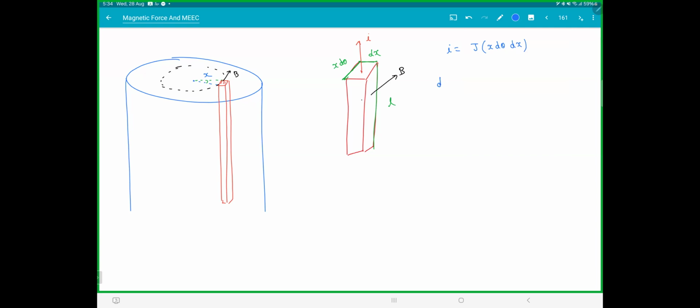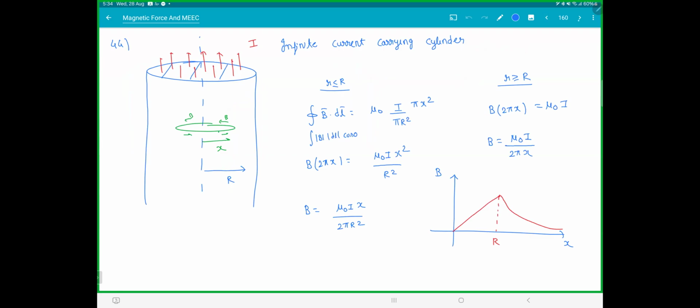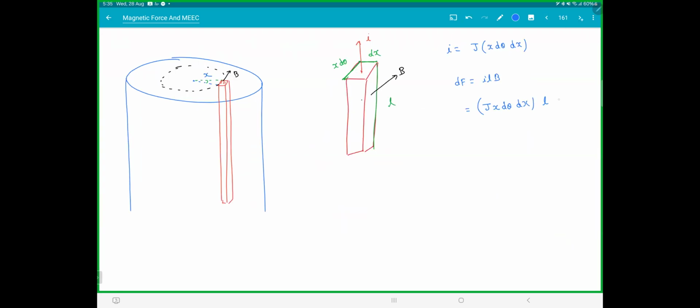So if you find the small force dF on this, which is I dl, which is anyway perpendicular to the vertical, and B, so force is ILB. So current here is J into x into dθ dx, that is your current. L is the length, and the magnetic field is this guy which we derived, μ0 I x by 2π r². This is the force acting on the small rod.